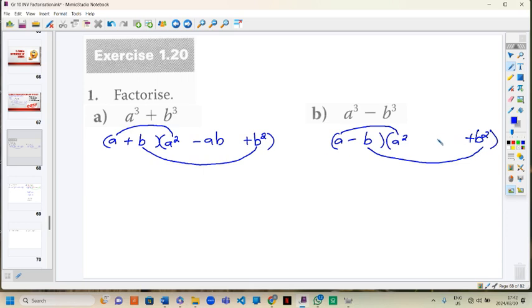How do I get that middle term again? Take these two terms, multiply them together. So what is a times negative b? Negative ab. Now switch the sign: positive ab. Hope that makes sense.